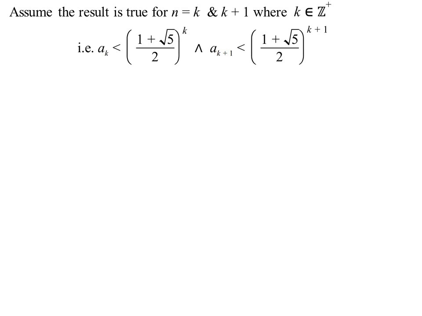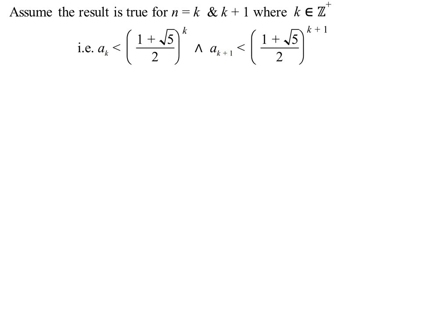I've gone k and k plus 1 this time. I could have gone k and k minus 1. It doesn't really matter. I just need two consecutive terms here. So k and k plus 1. So I'm going to assume term k is less than or equal to (1 plus root 5 on 2) to the power of k.